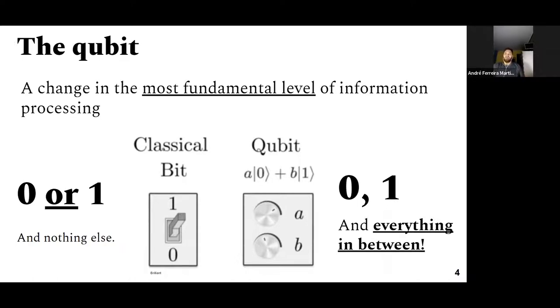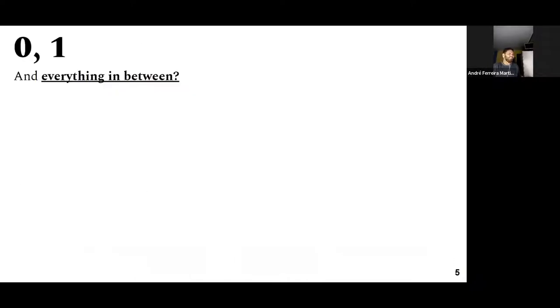With the introduction of the quantum bit, with this change at the most fundamental level of information, we give birth to quantum information. And when we start processing this kind of quantum information, we have quantum computing. And of course, at this point, you may be wondering, okay, but how on earth can we have zero, one, and everything in between, right? How can we even codify physically this kind of construction? Or how can it be possible?